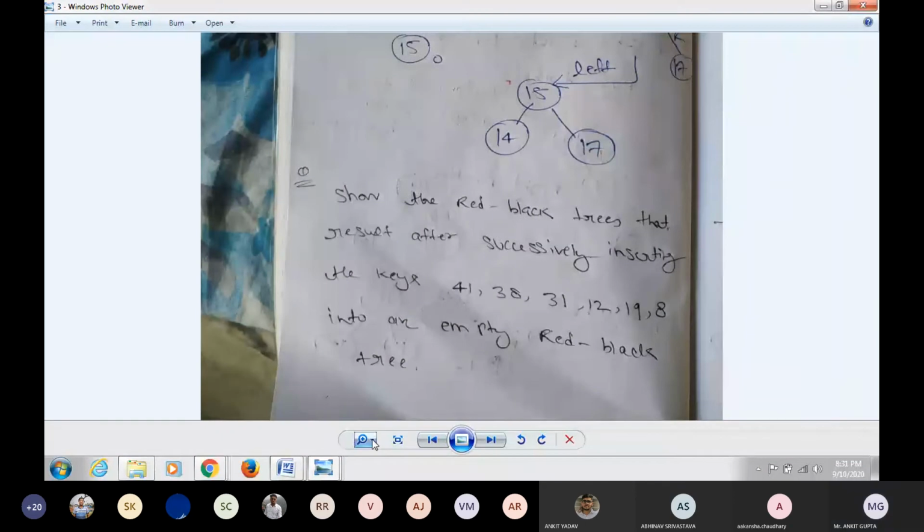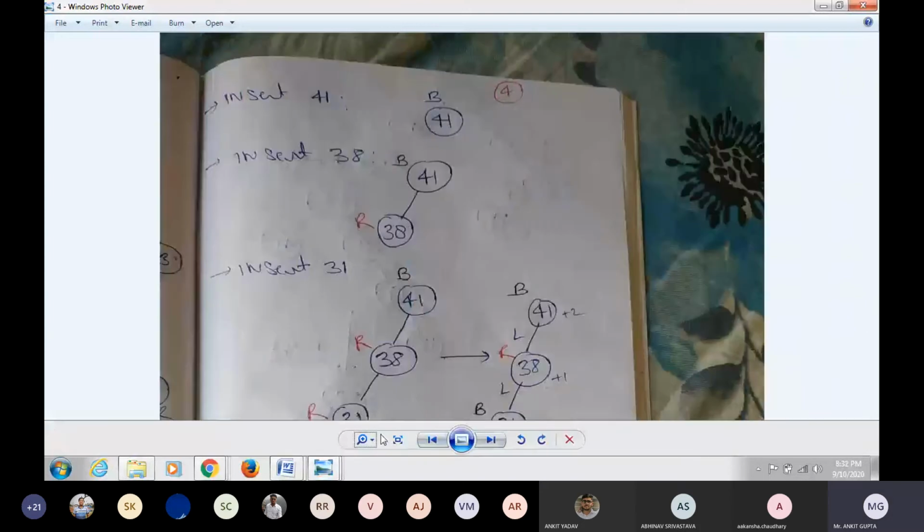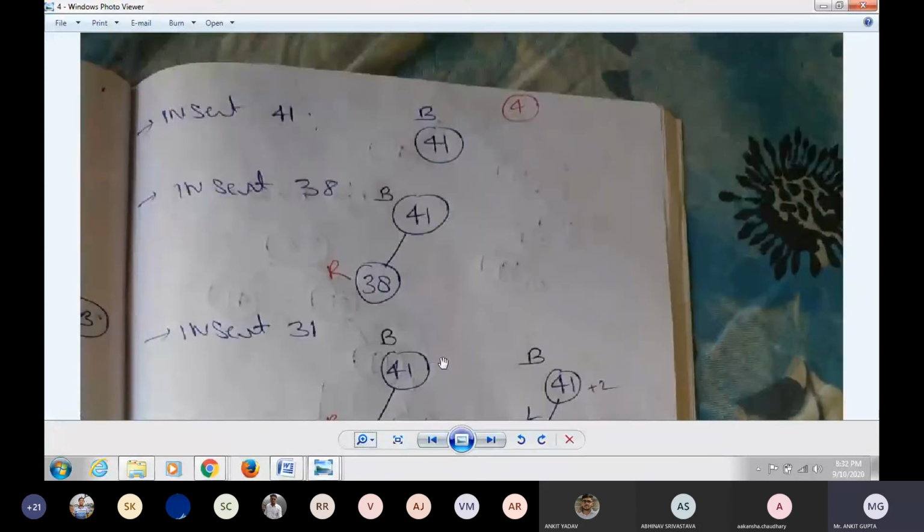Read the question carefully. Show the red-black tree that results after successfully inserting the keys 41, 38, 31, 12, 19, 8 into an empty red-black tree. Okay. So the question is saying that we have to insert these keys 41, 38, 31, 12, 19, 8 one by one into an empty binary tree, in the red-black tree. The question is this. Is it fine? So now first of all I will insert the 41.